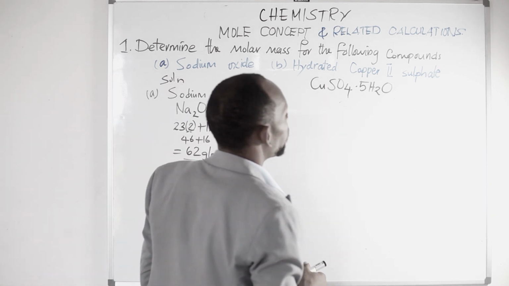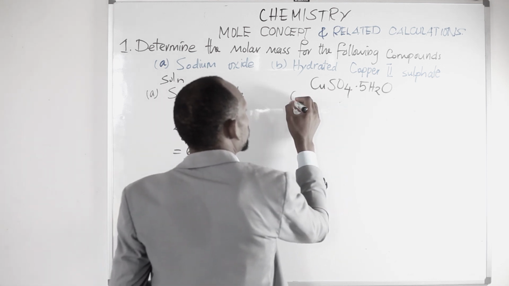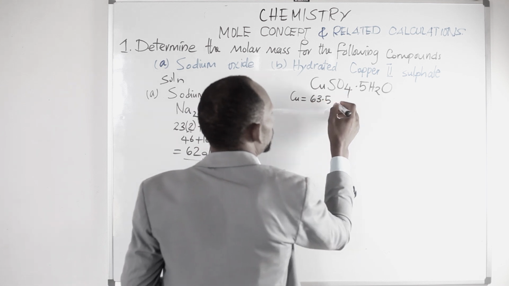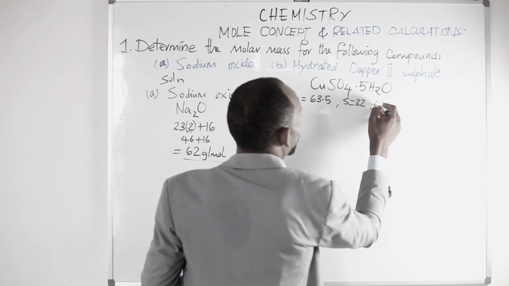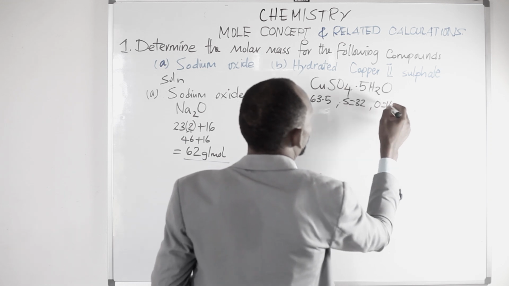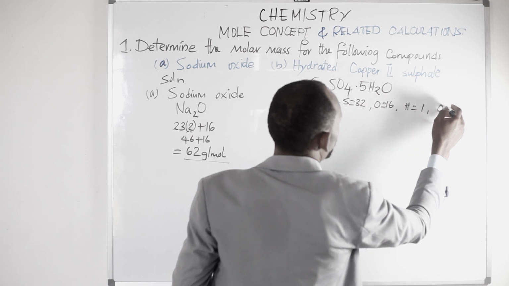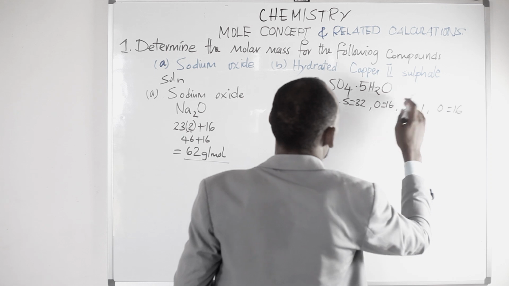So we go one by one. The relative atomic mass of copper is 63.5, sulfur is 32, oxygen is 16, hydrogen is 1, and the oxygen is 16. Okay, oxygen again is repeated.